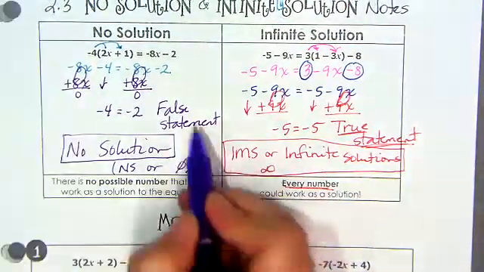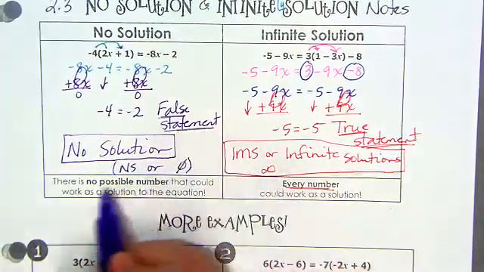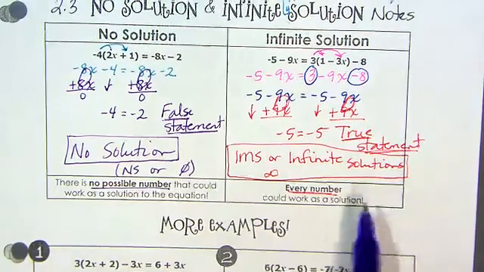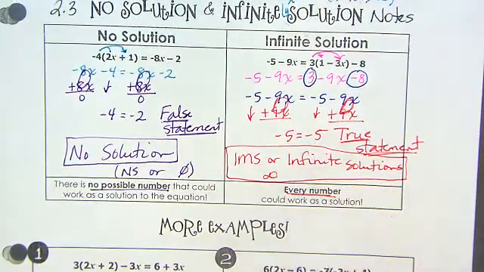Remember, if it's a false statement, it's no possible number. If it's a true statement, it's every number.